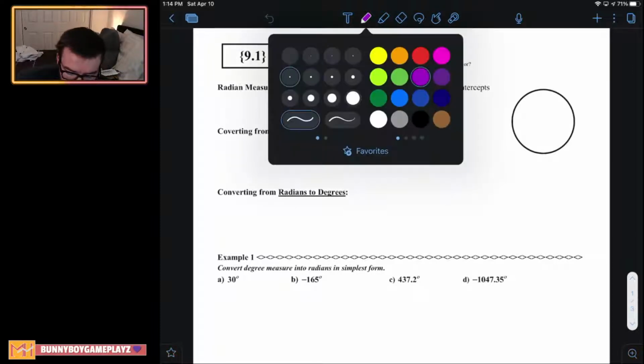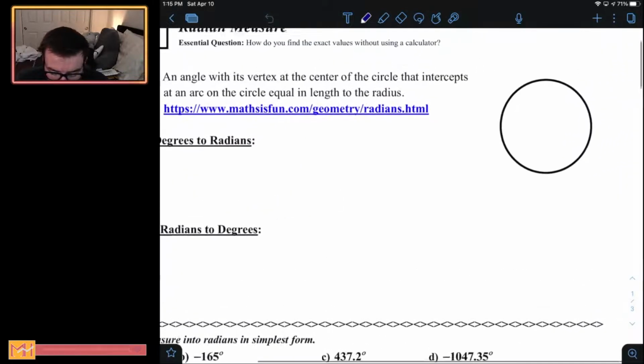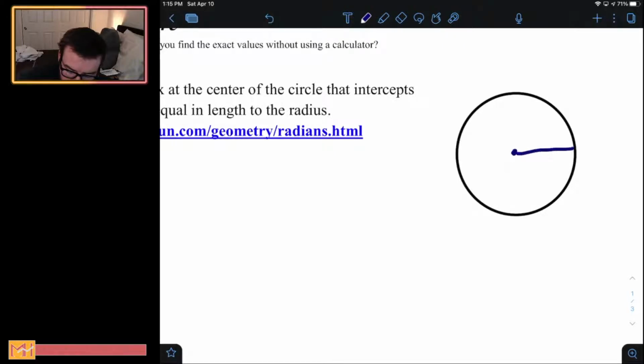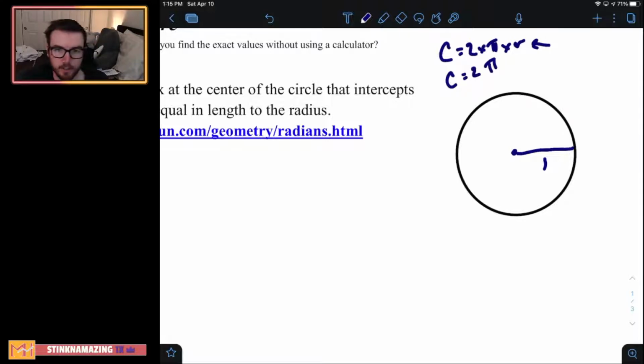So let's talk about something real quick before we focus on radians. Let's look at this circle. Let's assume that this circle has a radius of 1, okay? What is the circumference of a circle? Circumference is 2 times pi times r. So when the radius is 1, the circumference is simply equal to 2 pi. So to go all the way around a circle is 2 pi.